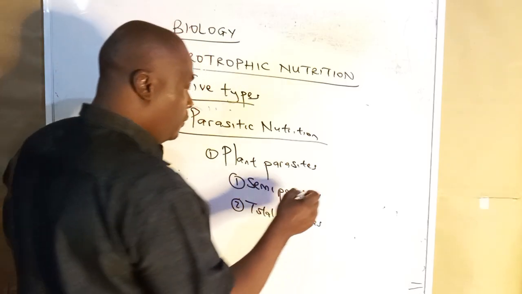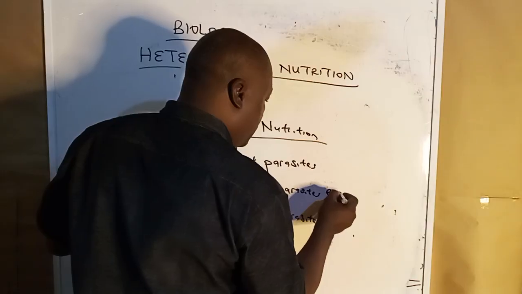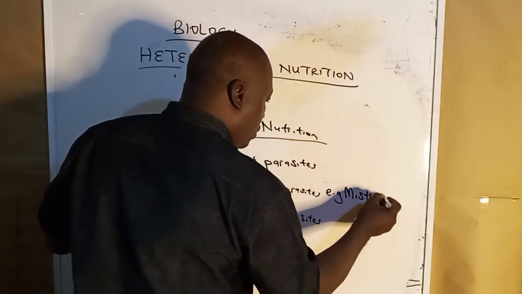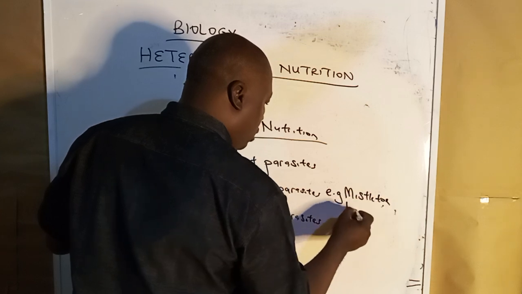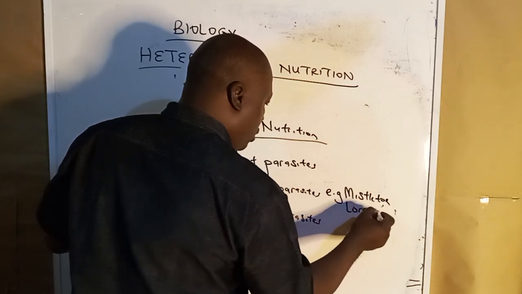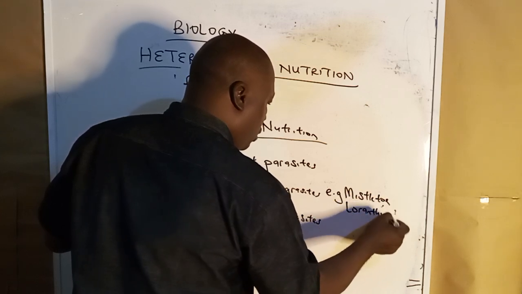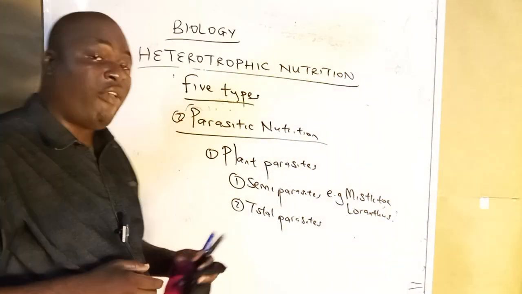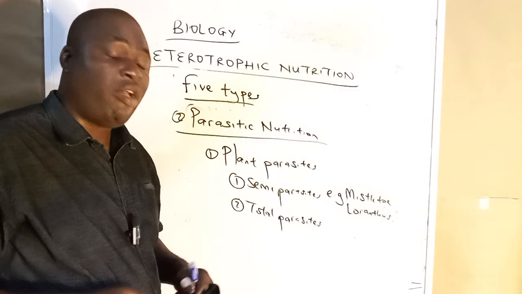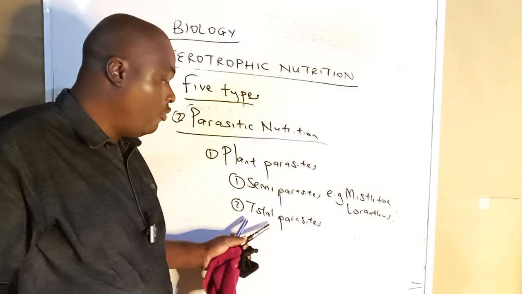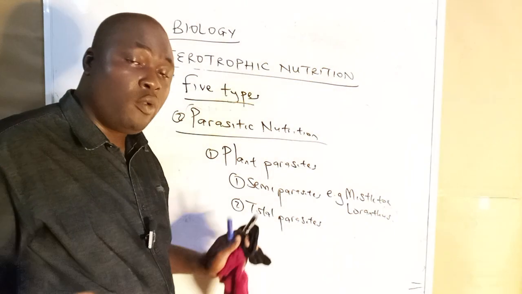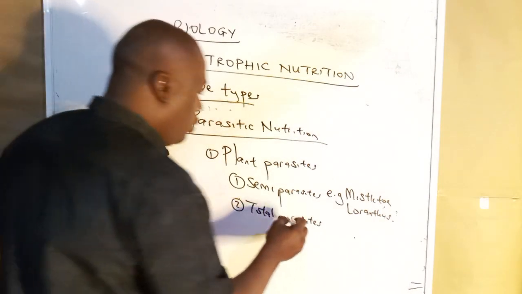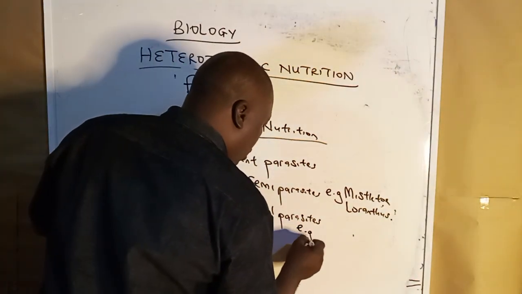For example is mistletoe and loranthus. But total parasites are the ones that have no chlorophyll. They lack chlorophyll. They depend totally on the plant. An example is your cuscuta.